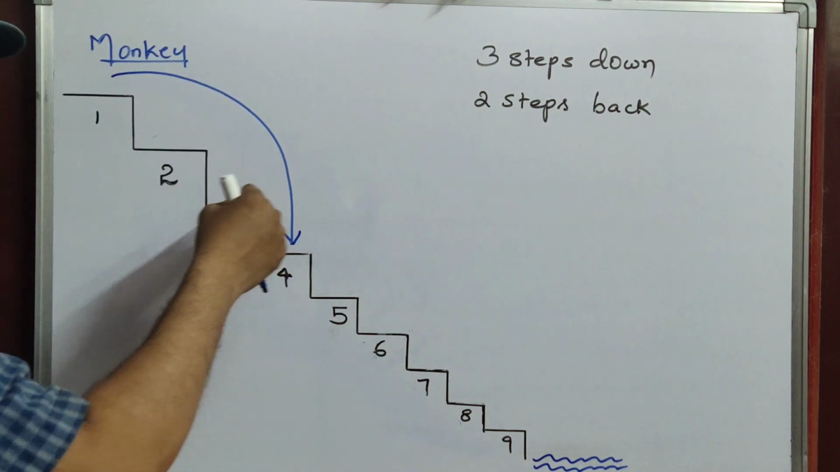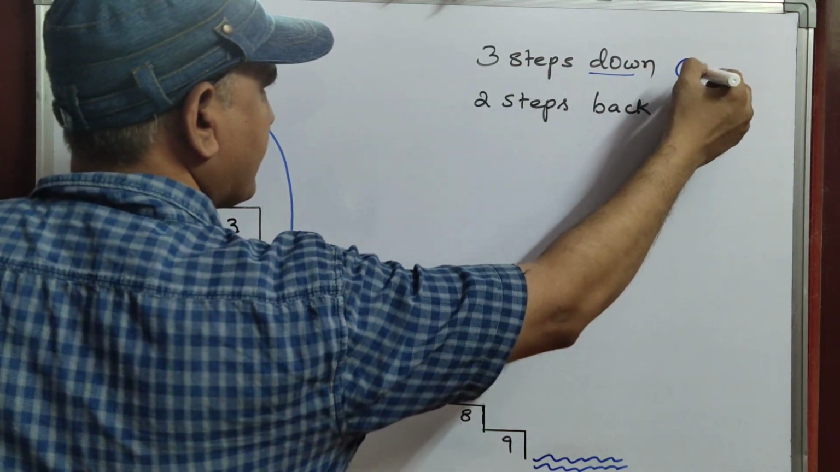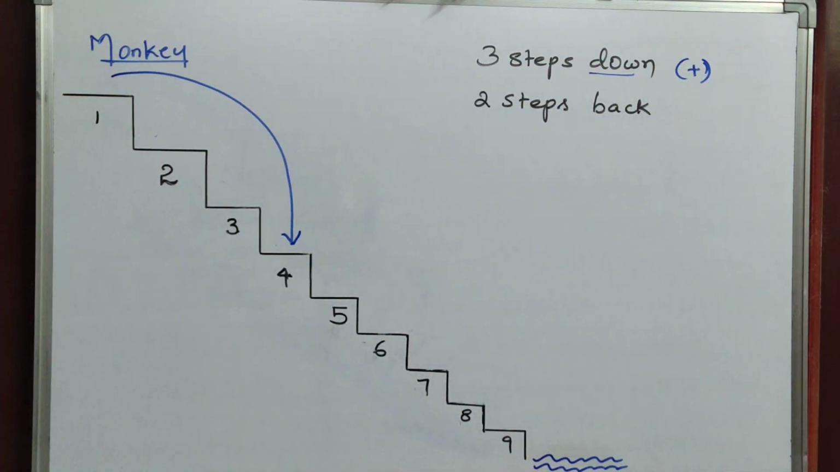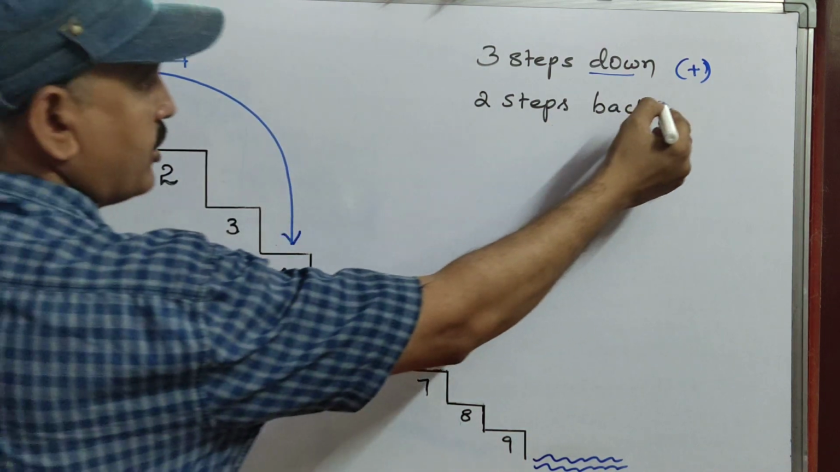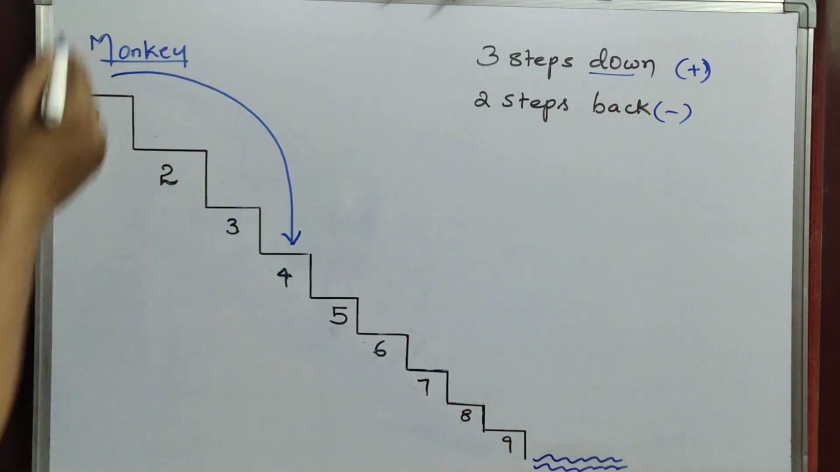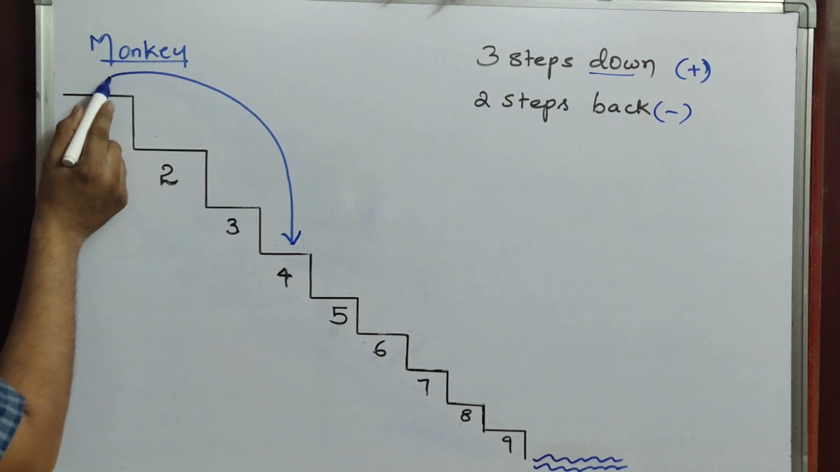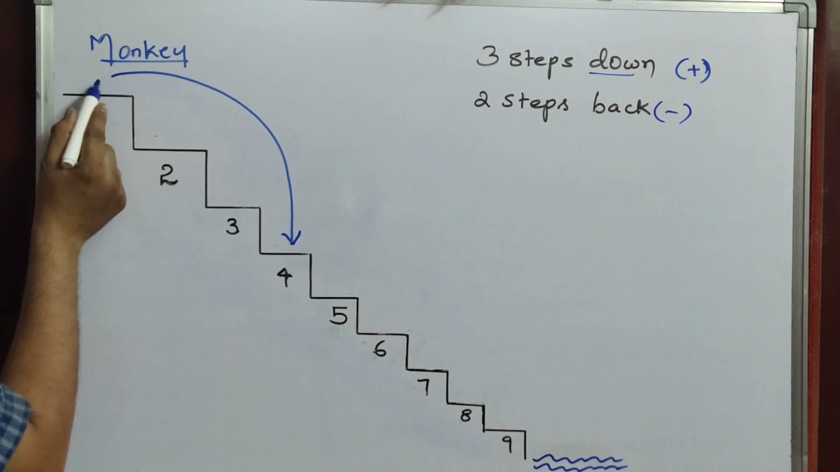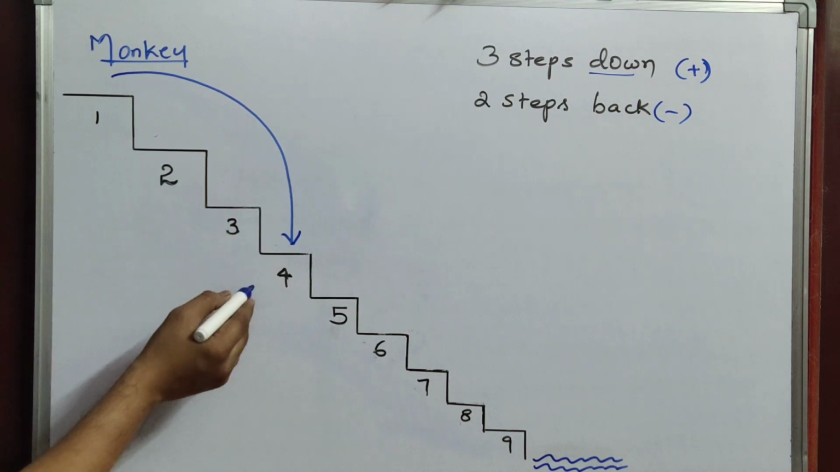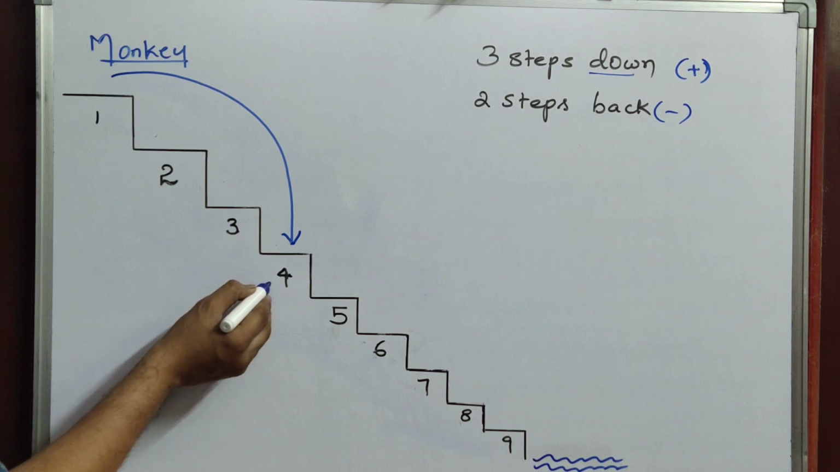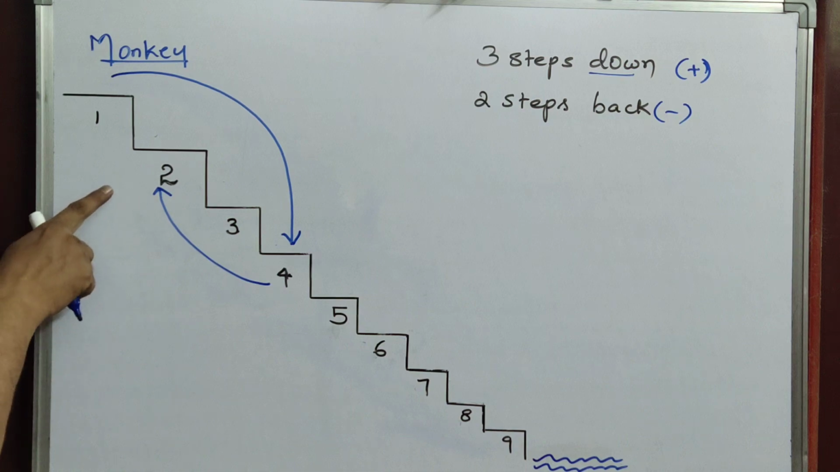When you are moving down, take it as positive. And 2 steps back, you take as negative, because it is going back. See here, the monkey is at the starting position, it moves 3 steps, so 1 plus 3, it came to the 4th step. Now again from the 4th step, it goes 2 steps back, that means 4 minus 2, 2. So again it went to step 2.